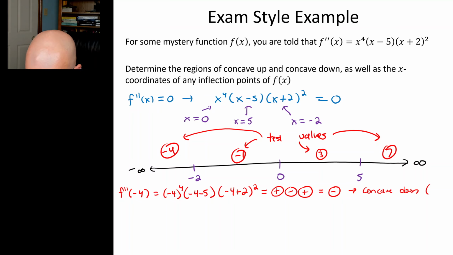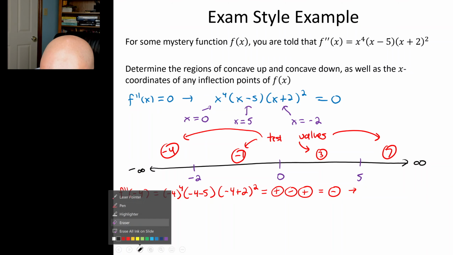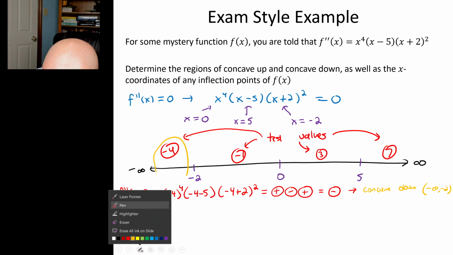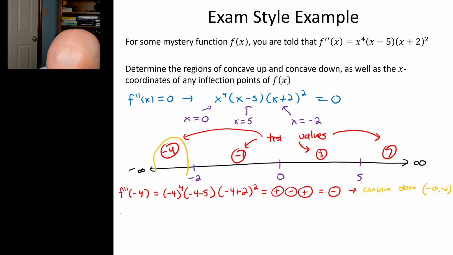From negative infinity to negative 2. And I'll change the color of that so it's easier to figure out what came from where. Concave down from negative infinity to negative 2. I'll put the little down shape. And I'm going to do the next test value, f double prime at negative 1.